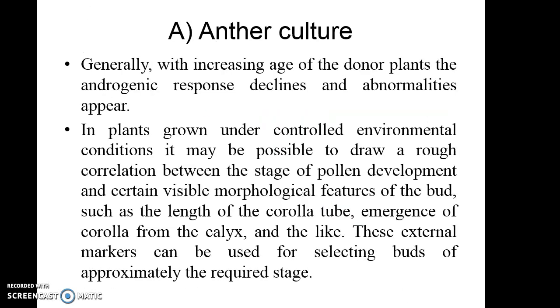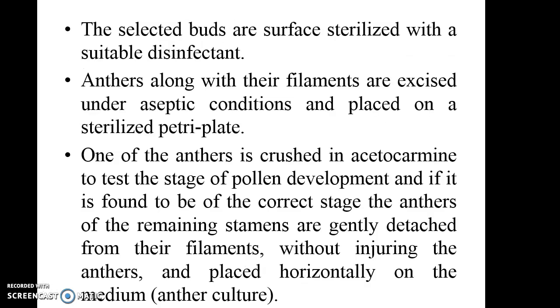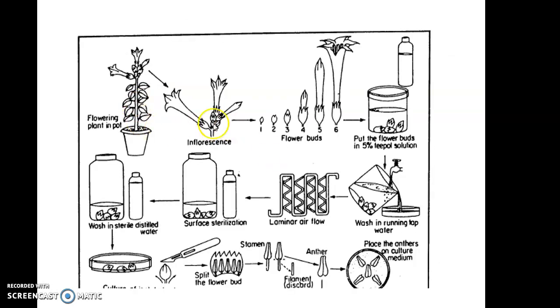Now we will see the technique for anther culture and for pollen culture. First we will see anther culture. You can see in this image a flowering plant having buds. Go for the flower buds which are unopened. Then treat them with teepol, that means you follow the surface sterilization method. Teepol is a surface sterilant. Wash these flower buds with 5% teepol. Then decant the teepol and wash the unopened flower buds with running tap water.